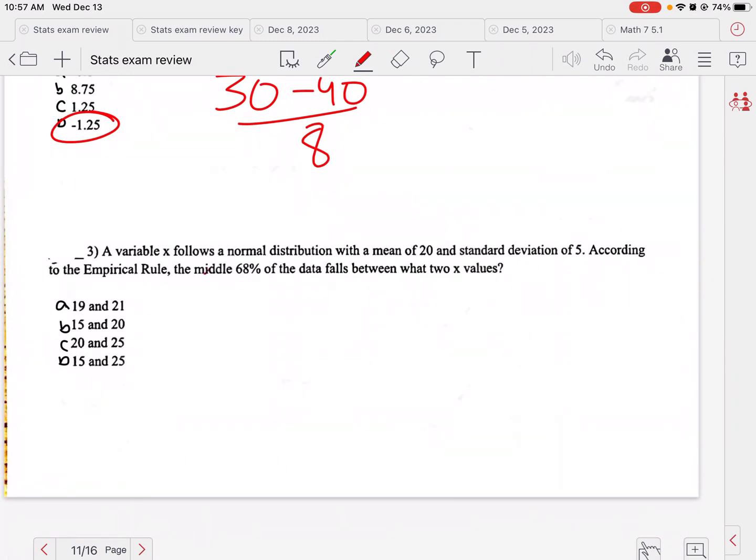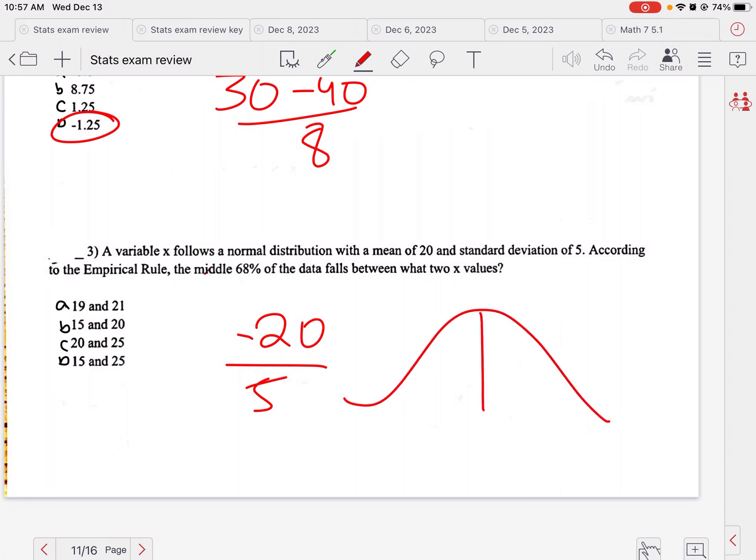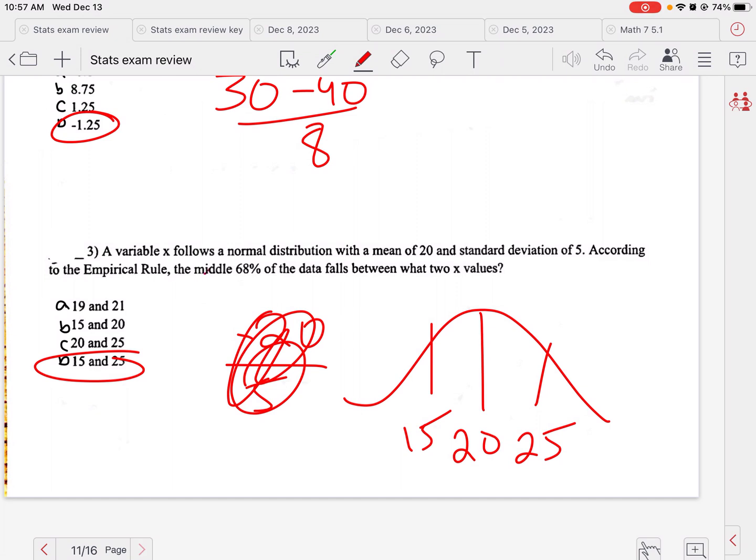The variable X follows a normal distribution with a mean of 20 and a standard deviation of 5. According to the empirical rule, 68% of the values fall between what two values? So you could also do this as a picture, right? You could say, okay, I'm going to subtract 5, I'm going to add 5. So that would be 15 and 25. We wouldn't have to use the Z-score for that one.